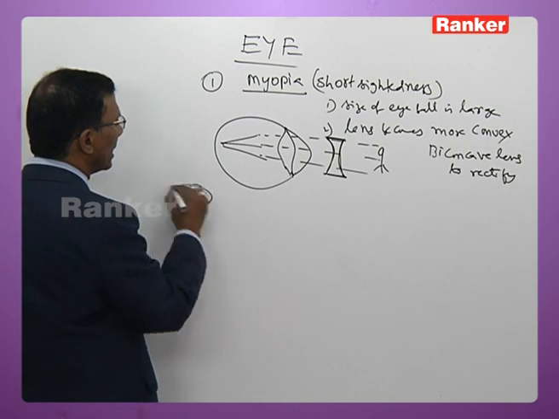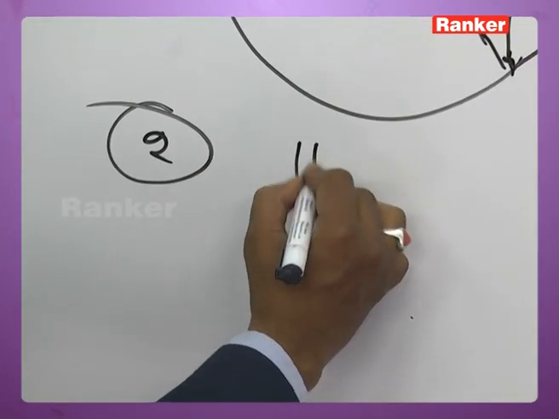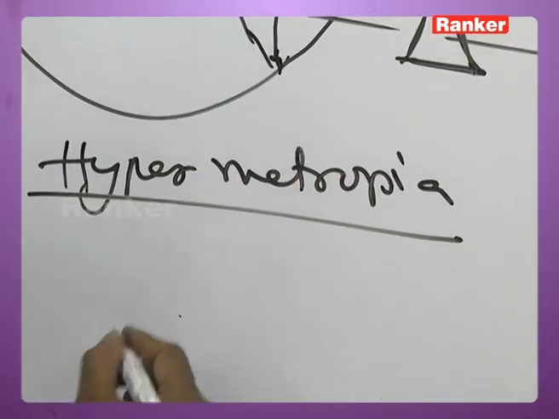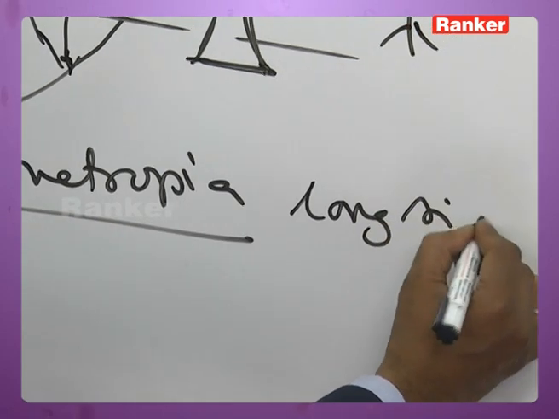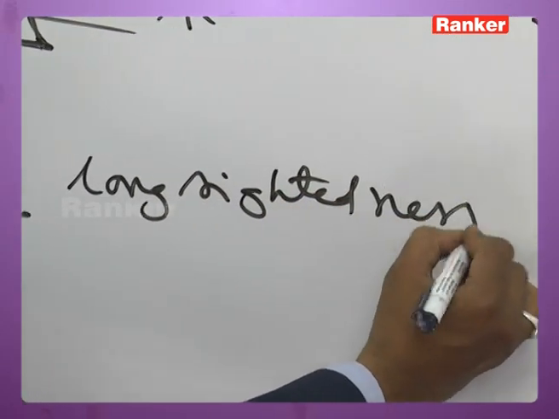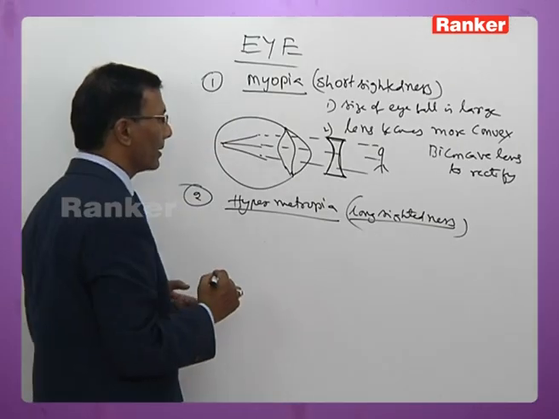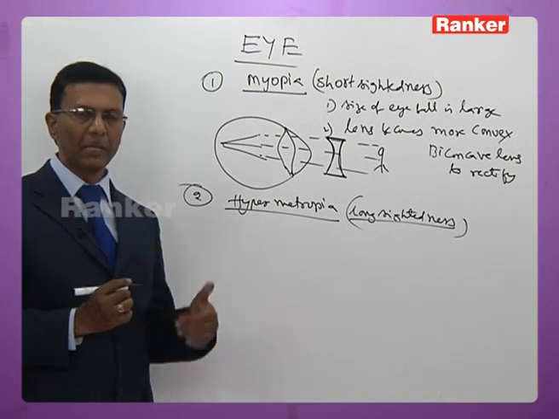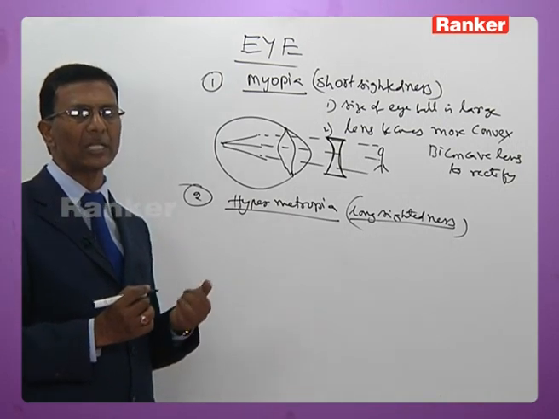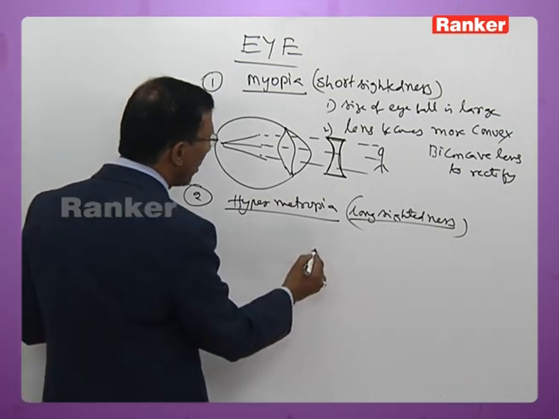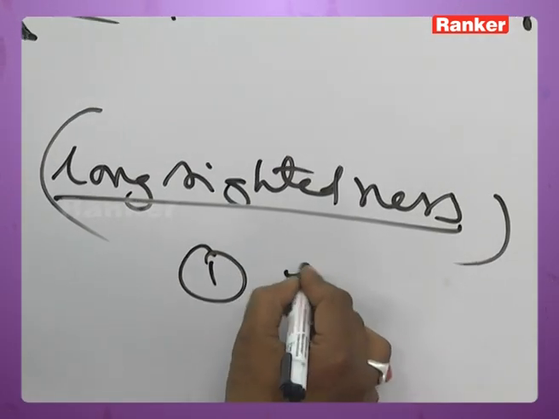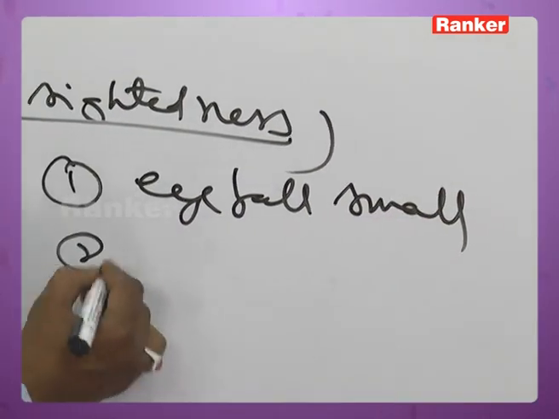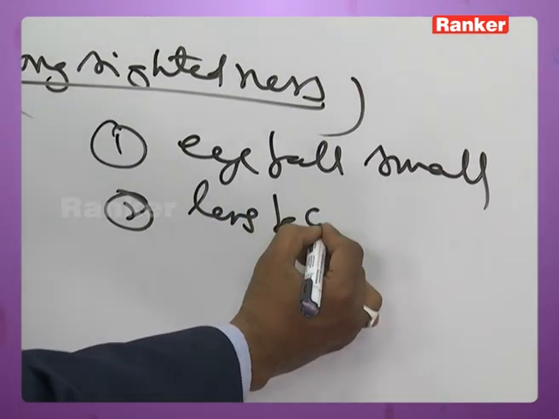Then you have another eyeball disorder called hypermetropia. Hypermetropia is also called long-sightedness, where distant objects are clearly seen, but near objects cannot be seen clearly. For near objects the image is blurred, but for distant objects the image is very acute. In this, the size of the eyeball decreases, so the eyeball becomes small.